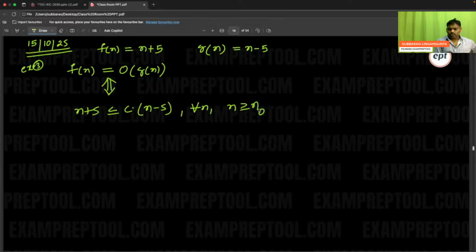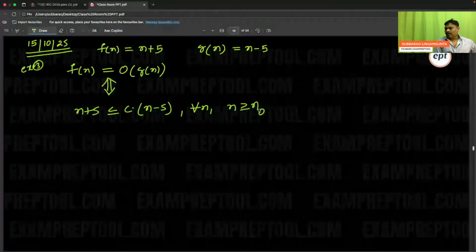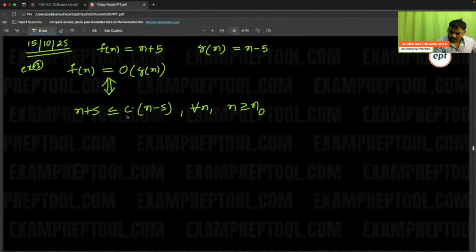Left is n plus 5, right is n minus 5. Because the right is already smaller, let's make c as 2. I'm taking c as 2. Remember, it is some constant c, not for all c. So I took the c value 2. Let's start checking one by one. For n0, I have to start checking from 1 onwards. Let me try. If I try n value 1, it will become negative.